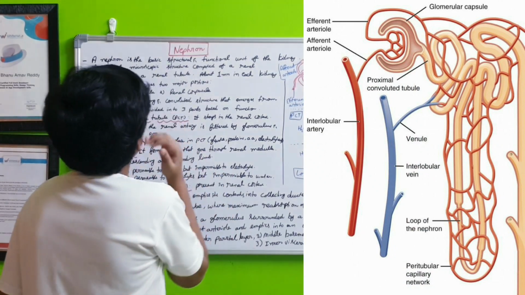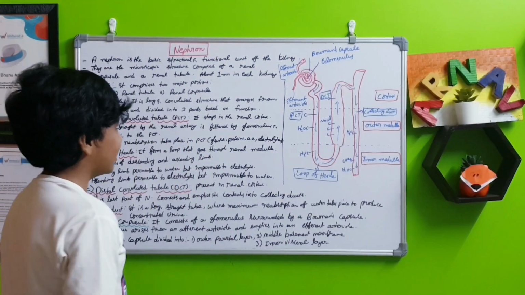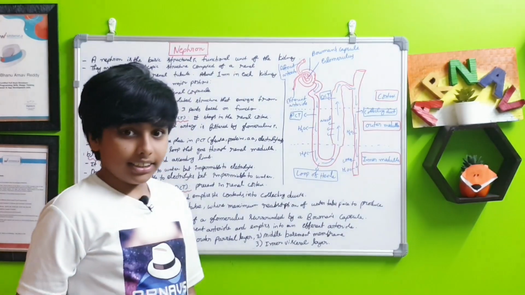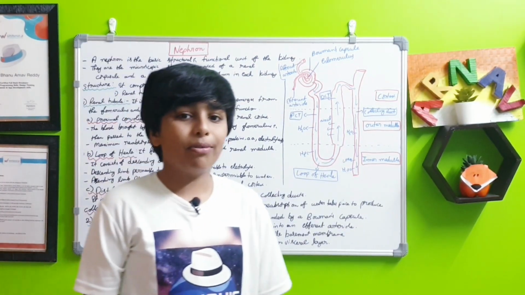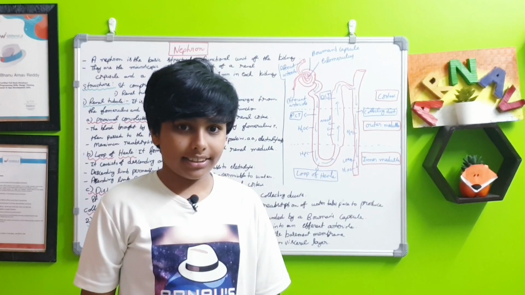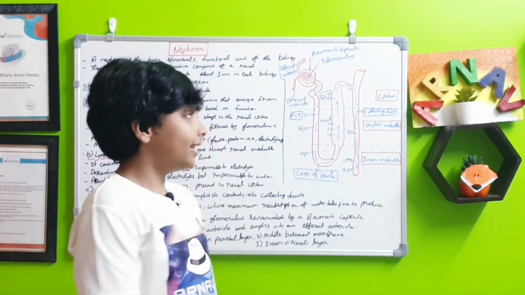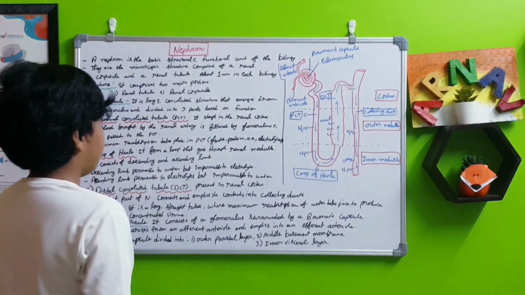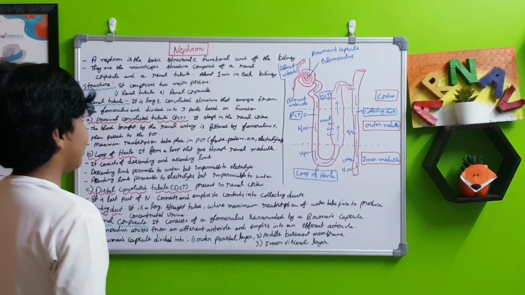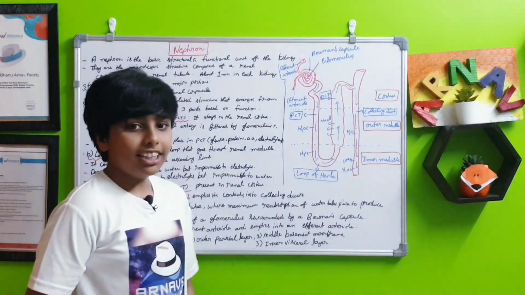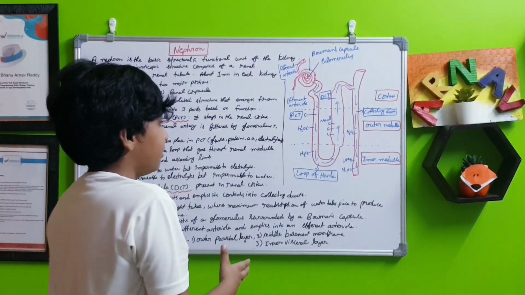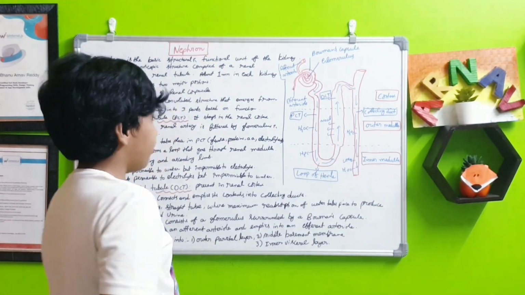So let's start. A nephron is the basic structural and functional unit of the kidney. They are the most important part of the urinary system as well as the kidney. They are microscopic structures composed of the renal corpuscle and the renal tubule. There are two main parts, the renal corpuscle, which is just this part, and the renal tubule, which is the remaining part of that nephron.